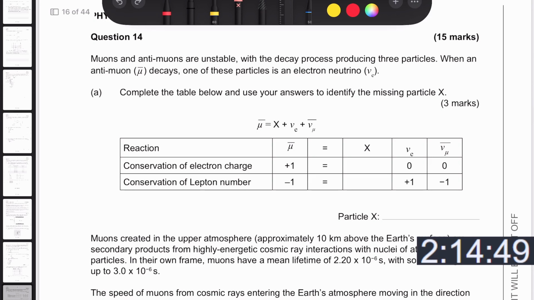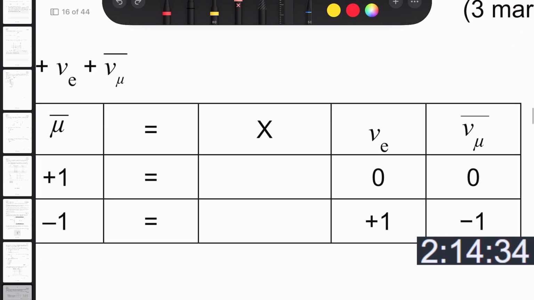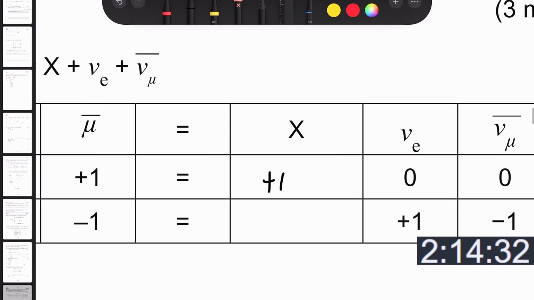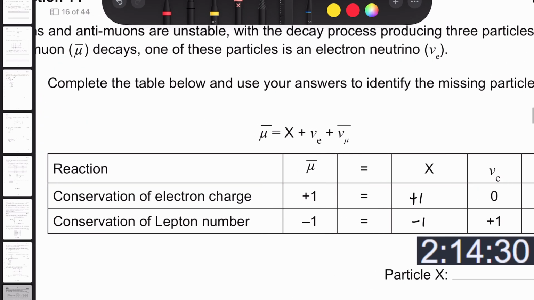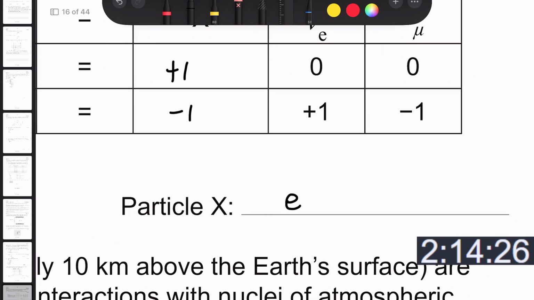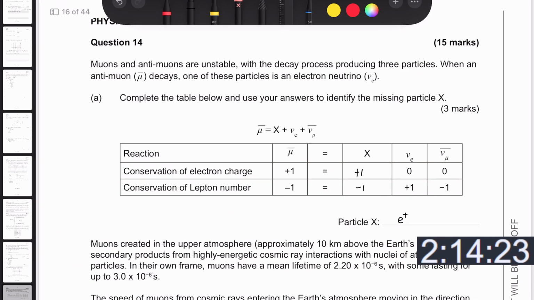Muons and anti-muons are unstable. The decay process is producing 3 particles. When an anti-muon decays, one of the particles is an electron neutrino. Complete the table and use your answer to identify the missing particle X. So X has to have a +1 charge there, and a -1 lepton number there. So the electron charge is positive and the lepton number is negative, so this has to be a positron.